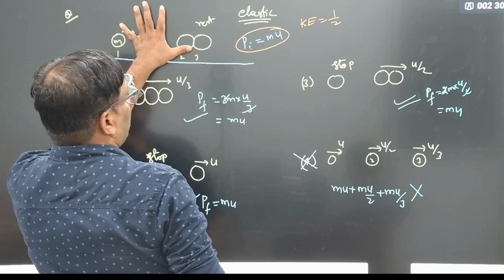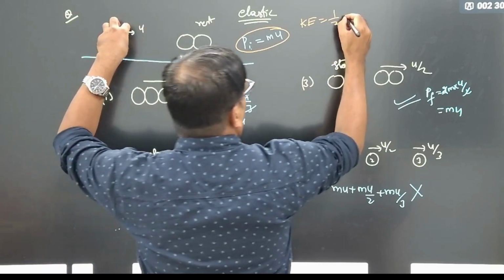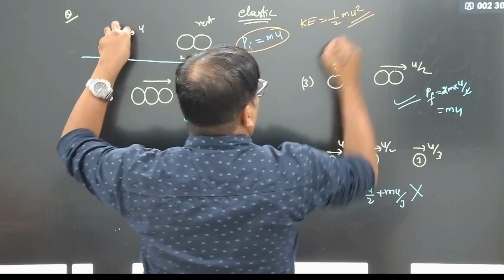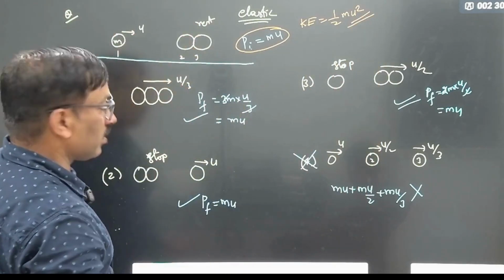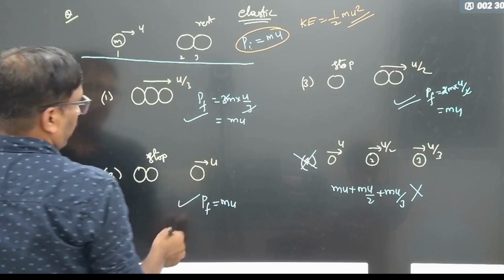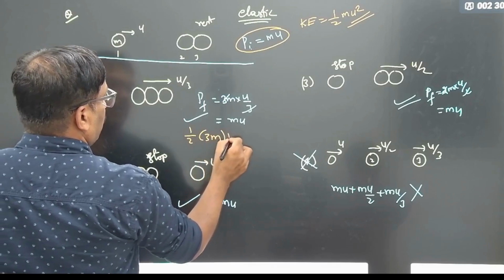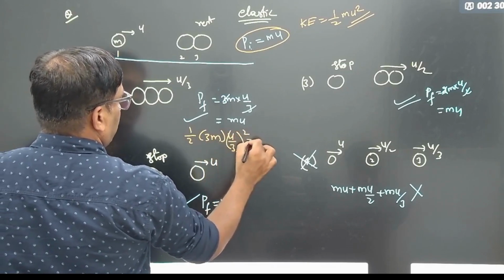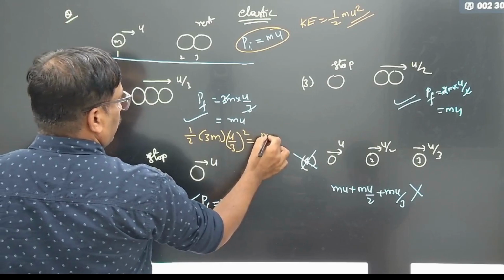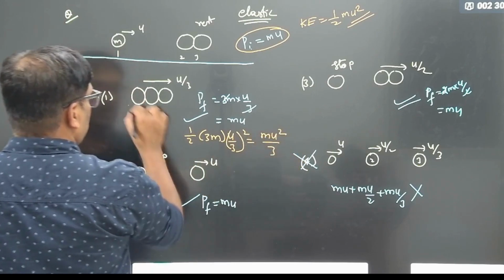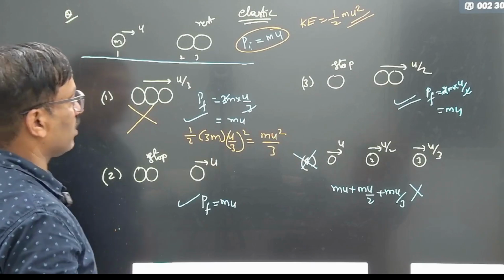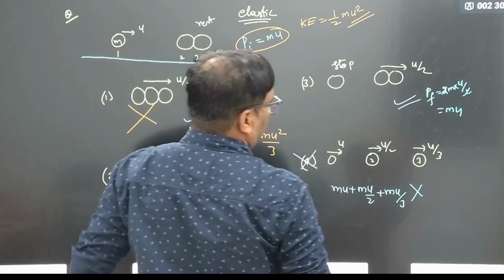Here before the collision, what is the initial kinetic energy? Half m u square. This is your kinetic energy. This one is at rest. So here, after the collision, how much will the kinetic energy be? Half into 3m into u by 3 whole square. Therefore it will be m u square by 3. So this is not possible. Clear?